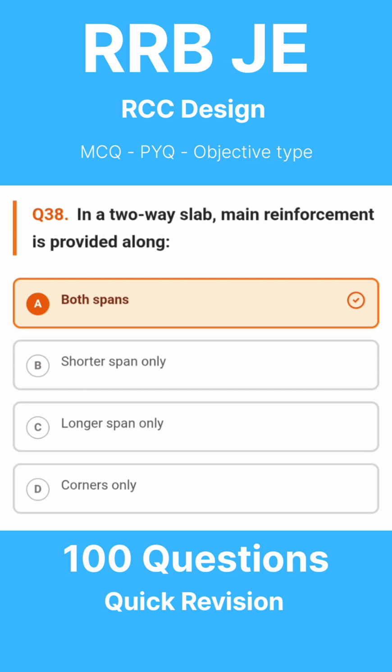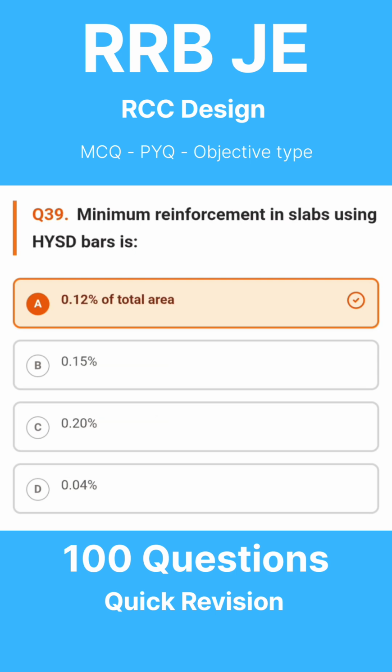Question 38. In a two-way slab, main reinforcement is provided along. The correct answer is both spans. Question 39. Minimum reinforcement in slabs using HYSD bars is. The correct answer is 0.12% of total area.